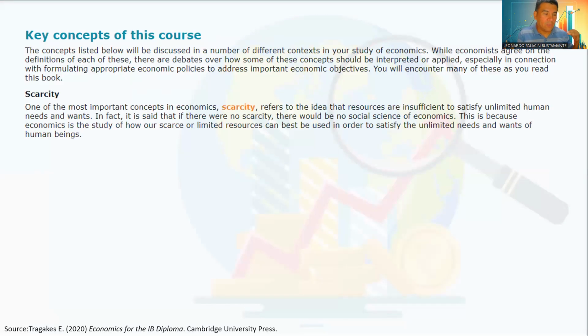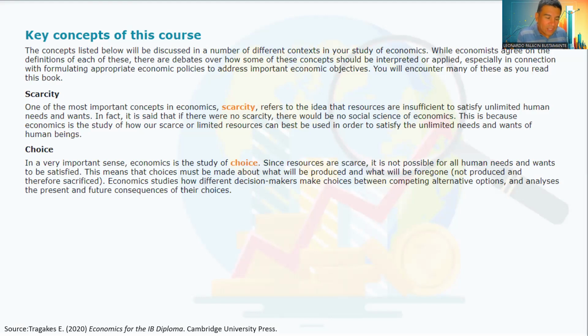As I said, it's important to analyze some important terms. The first term we are going to analyze is scarcity. Scarcity is central in economics because it refers to insufficient resources. Resources are limited and human needs and wants are unlimited. Scarcity appears because of this conflict. So if there were no scarcity, there would be no social science of economics. Economics exists due to this conflict called scarcity.